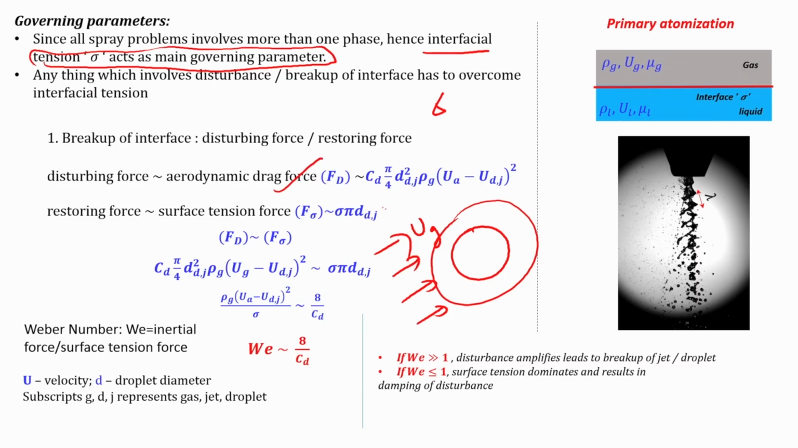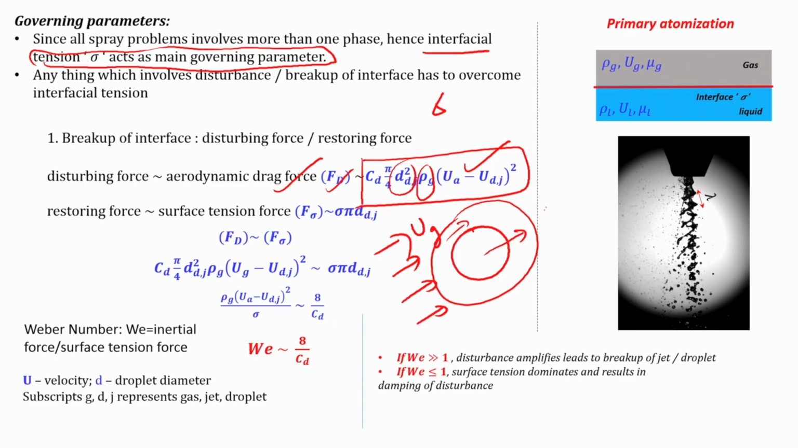Now, aerodynamic drag is given by C_D, where C_D is the drag coefficient, d is the diameter of the droplet, rho_g is the gas phase density, and this is the relative velocity between the droplet and the gas phase. The droplet may also be moving, and the gas is also moving, so it is the relative velocity between the two that determines the drag force.